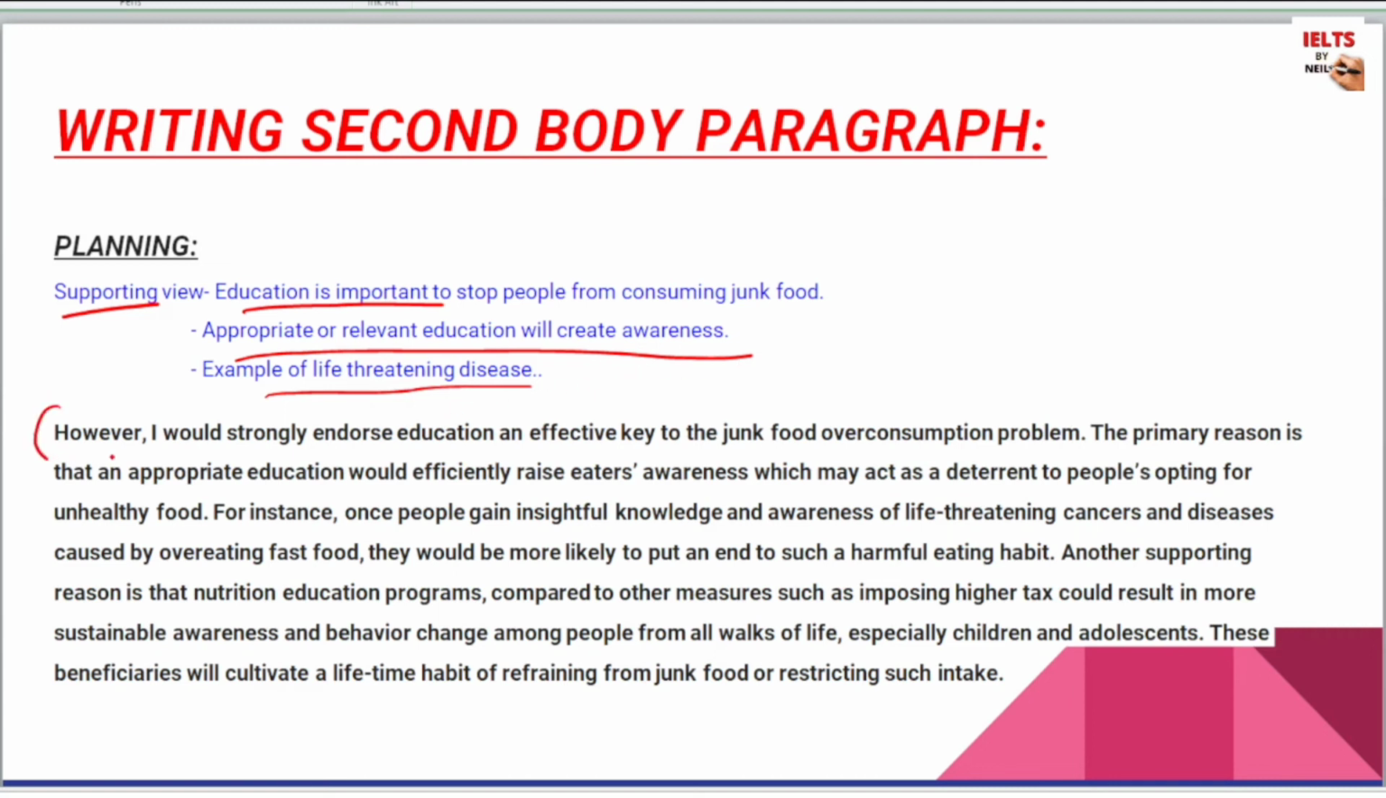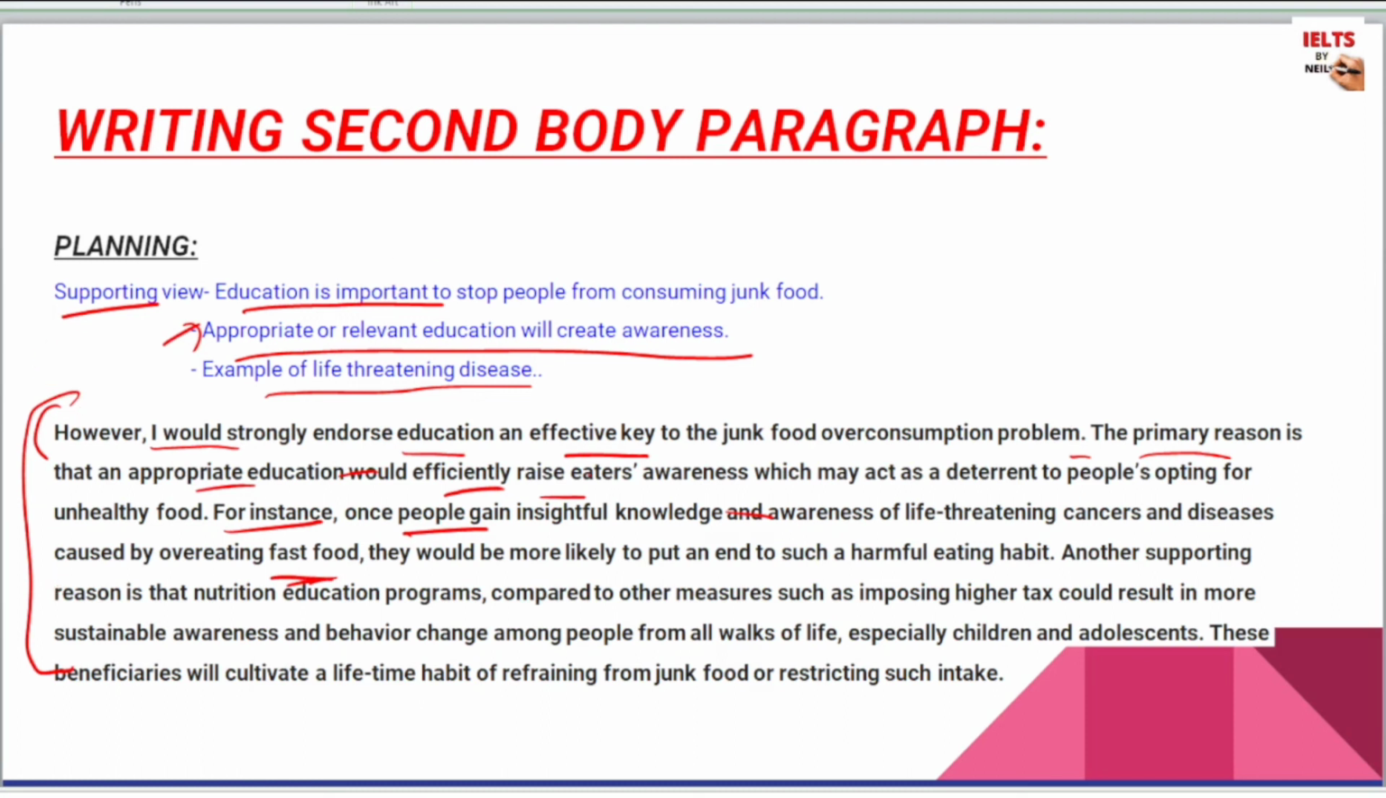So I've discussed this view here. I would strongly endorse education as an effective key to junk food overconsumption problem. The reason I've given is appropriate education would efficiently raise eaters' awareness, which may act as a deterrent to the people's opting for unhealthy food. Here I've given an example that once people gain insightful knowledge and awareness of life-threatening cancers and disease caused by overeating of fast food. So if you have a look at this point, I have just talked about the second view that education is important, and I've given an example.